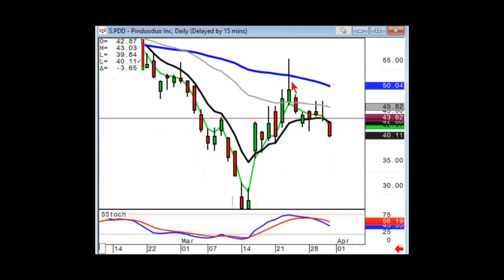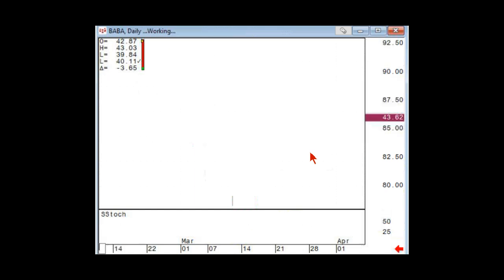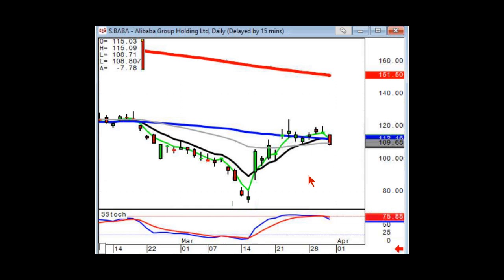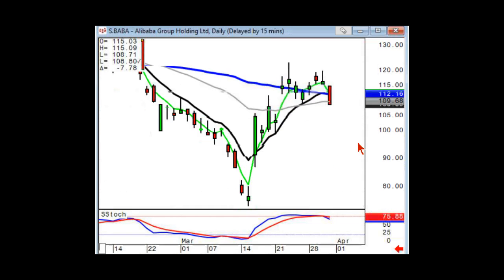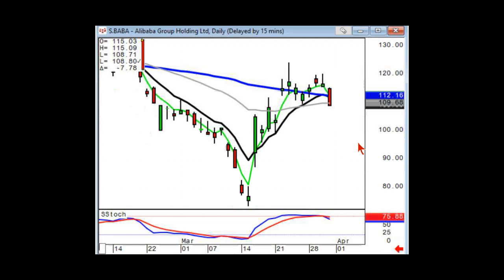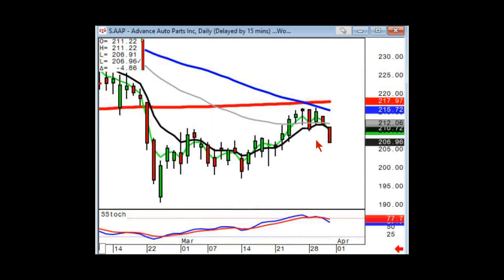Pod, same scenario. Where did your shooting star signal occur? Failure at the 50. Now you're below the T-line. Baba, doji gap down. Anytime you see a gap down after a signal, that tells you not only was there a change of investor sentiment, but now that change is showing a lot of force in that direction.